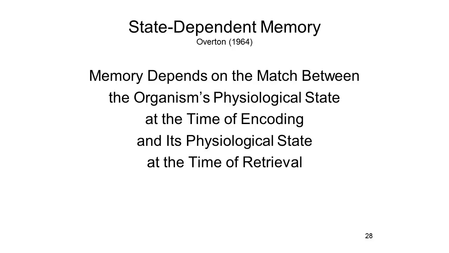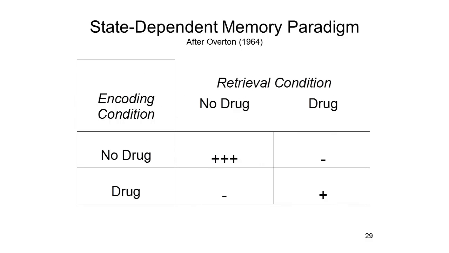Encoding specificity explains one of the most fascinating phenomena of memory, which is known as state dependency. In state-dependent memory, memory is best when subjects' physiological state at the time of retrieval matches their physiological state at the time of encoding. And in these kinds of experiments, physiological states are usually manipulated by means of the ingestion of psychoactive drugs. Drug state-dependent memory was originally documented by Donald Overton, a comparative psychologist doing animal work in the 1960s.